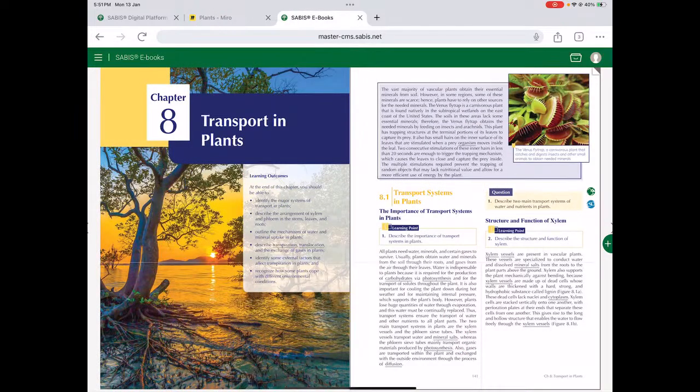So here they're just telling us about the importance of the transport systems. Of course, transport of water and of organic materials is very important. We don't need to get into it. And here it's just a repetition of the function of the xylem and the structure of them, which we mentioned already.